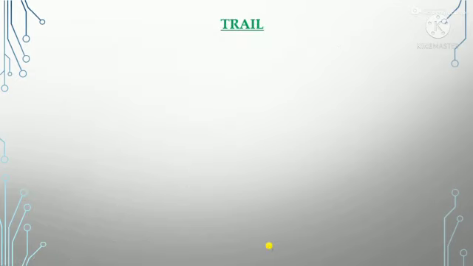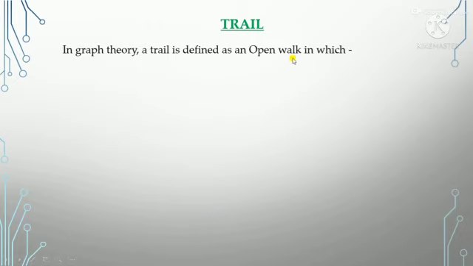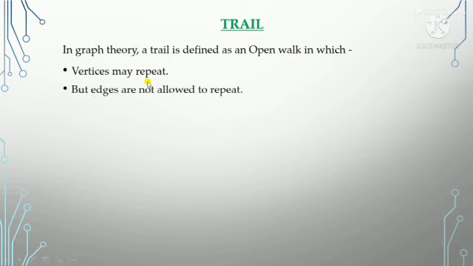Next one is the trail. So what is a trail? A trail is defined as an open walk in which vertices may repeat, but edges are not allowed to repeat. So that walk is called a trail if it's an open walk, and here vertices may be repeated but edges are not allowed to repeat.